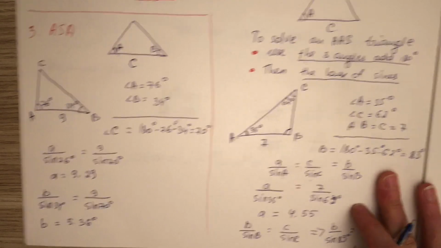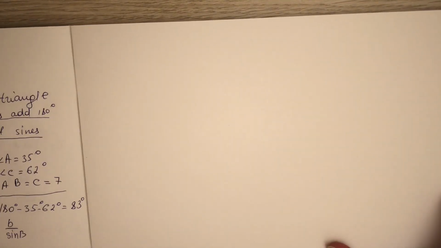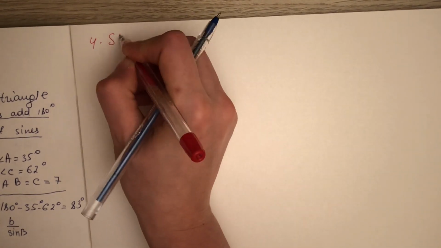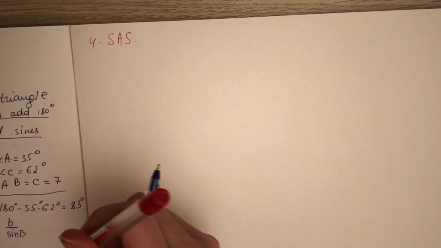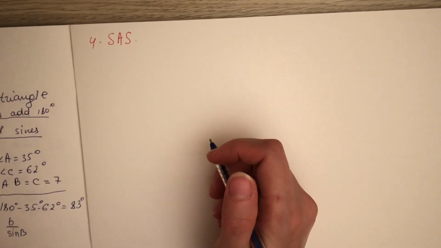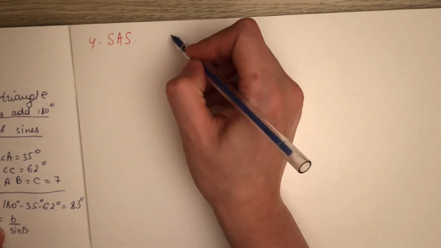Let's continue. Our next example is SAS. This means that we are given two sides and the included angle.